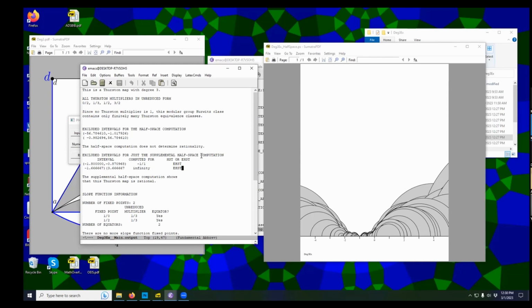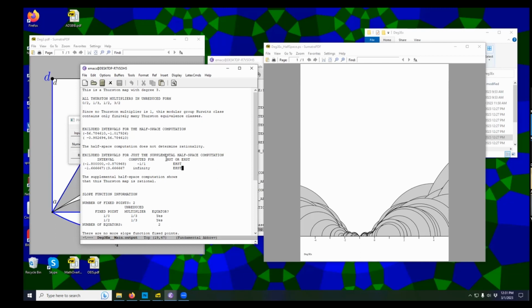The supplemental half-space theorem. So what the program does at this point, it looks at these gaps. So there are 2 gaps in this situation. One is near -1 and one is near infinity. Now, given a closed interval of real numbers, there's a unique rational number in that interval with the property that its numerator in absolute value is less than or equal to the numerator of every rational number in that interval, and its denominator in absolute value is less than or equal to the denominator of every rational number in that interval. And the program essentially finds that rational number.